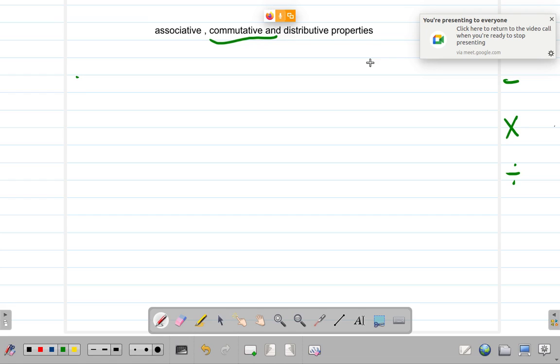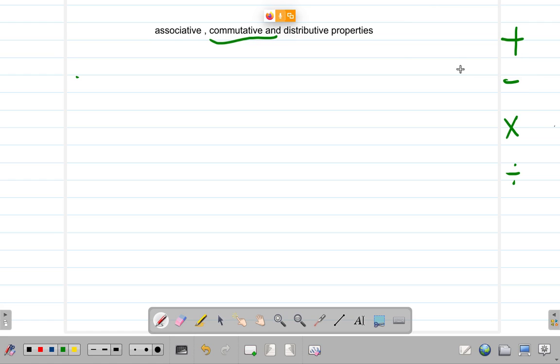The commutative property. Now, to commute means to travel. That's why you hear things like the commuting public or the commuter train, right? Here, we want to find out if addition is commutative or not, if subtraction, multiplication, or division is commutative or not. So let's see.